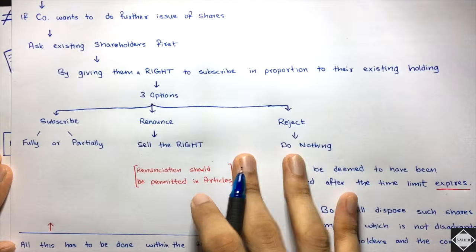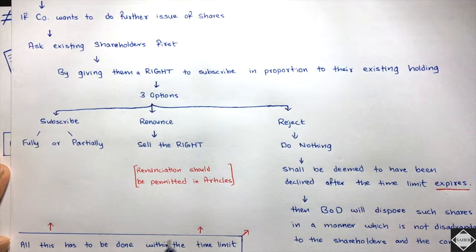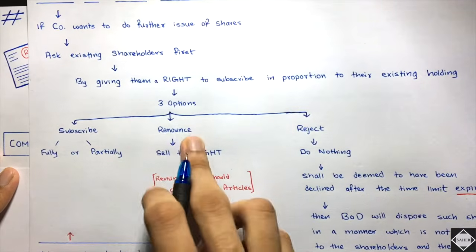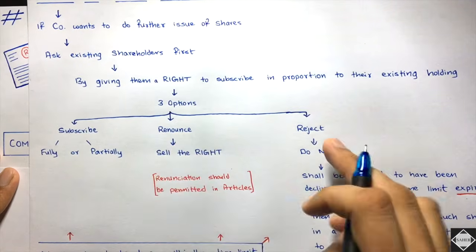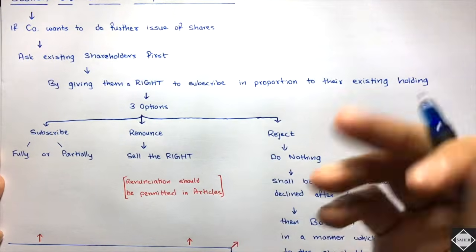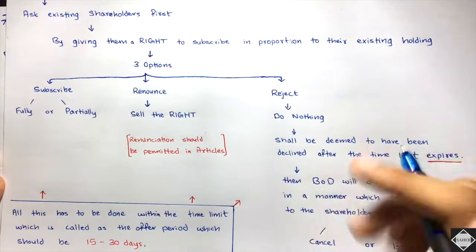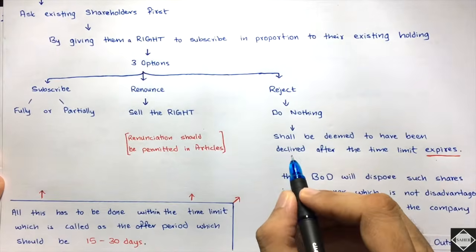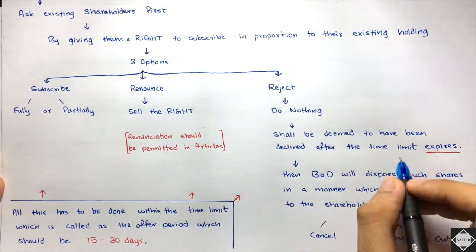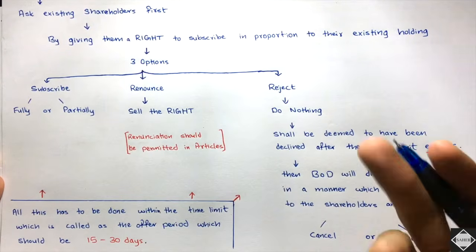Okay, and then there is a third option. What is this third option? Rejecting the right. What does it mean? It means that you are not subscribing, you are not selling, you are just doing nothing. You are just sitting and waiting till the time expires. See here, do nothing shall be deemed to have been declined after the expiry of the time limit. After the time limit expires, then what will happen?